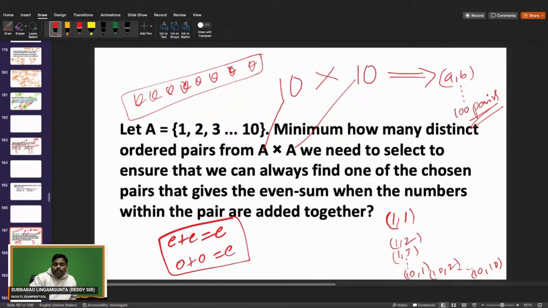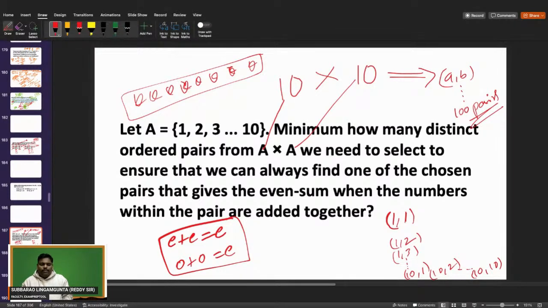Minimum how many pairs do I have to select from A cross A so that at least one of the pairs is an even pair? 51 pairs you have to select. Total pairs, how many? 100 pairs are there. In the 100 pairs, how many pairs have even sums? 50. How many pairs have odd sums? 50.